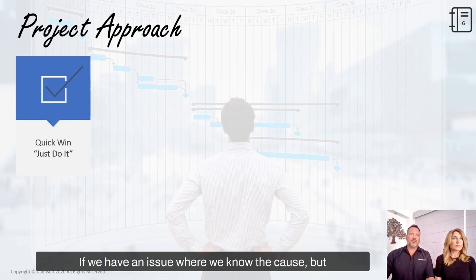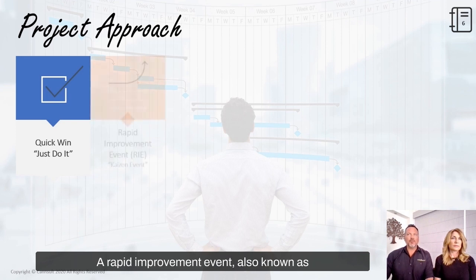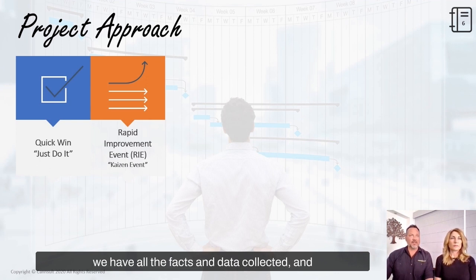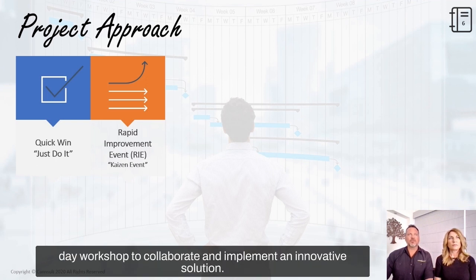If we have an issue where we know the cause, but there might be many different ways to solve the issue, a rapid improvement event, also known as a Kaizen event, might be appropriate. This requires that a team is formed. A lot of preparation is done to ensure that we have all the facts and data collected, and then the team gets together for a 2 to 5 day workshop to collaborate and implement an innovative solution.